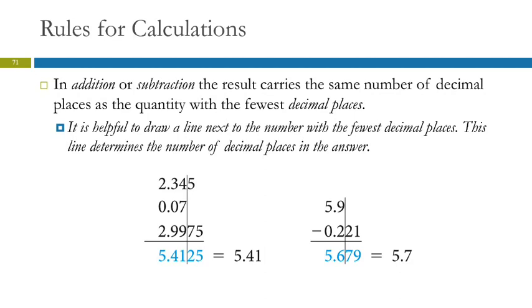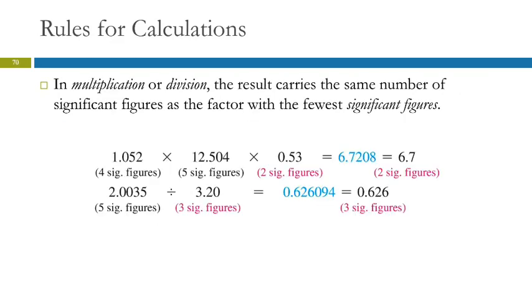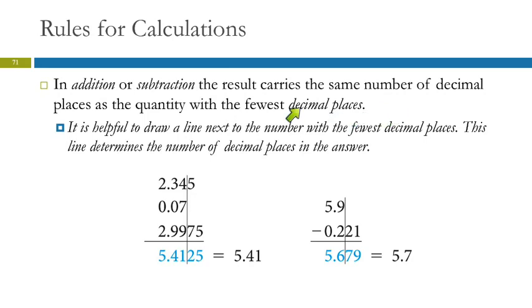Addition and subtraction are different than multiplication and division, and they also have their own rule. Here, the result carries the same number of decimal places as the quantity with the fewest decimal places. So there's a similarity in these definitions. For multiplication and division, it's the fewest number of sig figs. For adding and subtracting, it's the fewest number of decimal places. Okay?